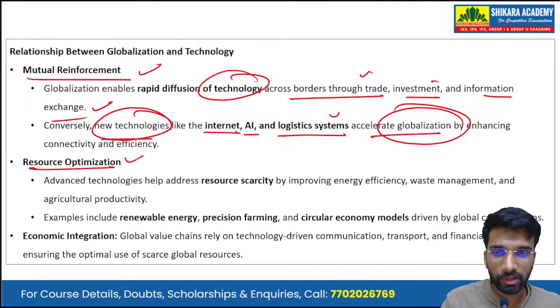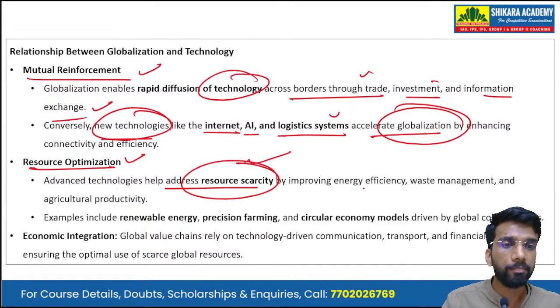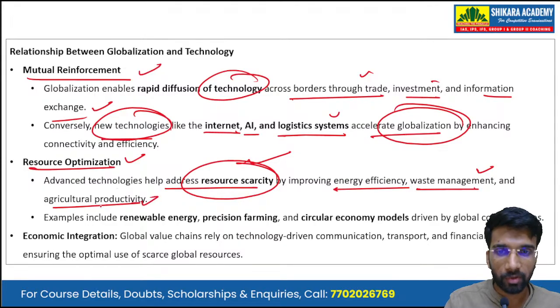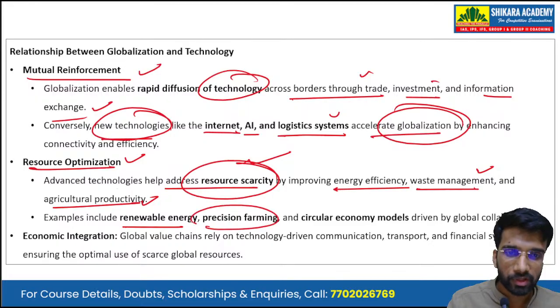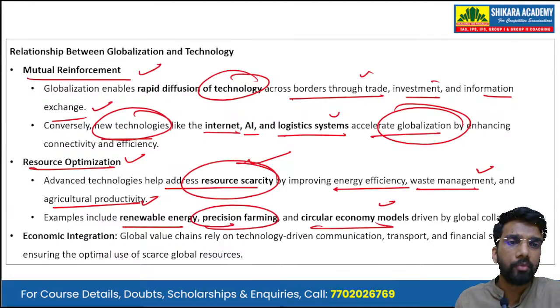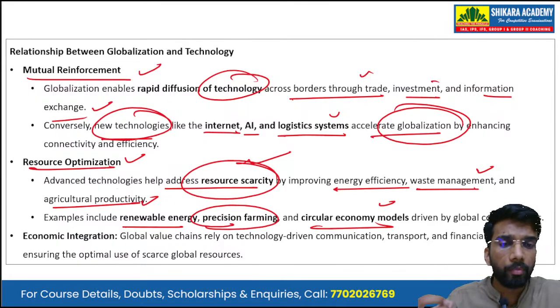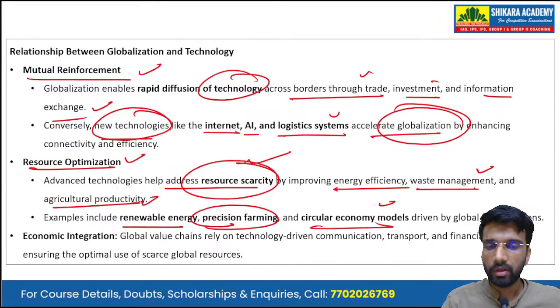Then there is resource optimization. Advanced technologies help address resource scarcity by improving energy efficiency, waste management, and agricultural productivity. Examples we can give are renewable energy, precision farming, and circular economy models that are driven by global collaborations. Then there is economic integration.